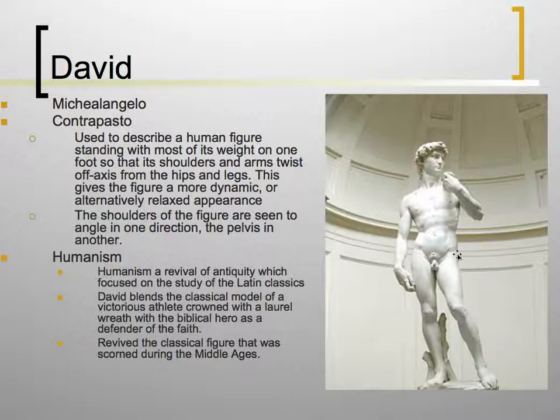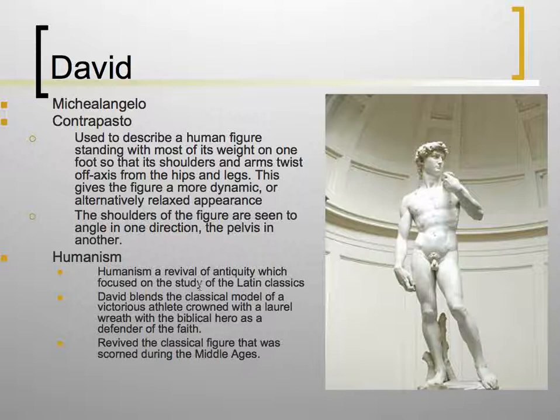Now, how did he get that effect? That is an example of a very famous classical technique from the Romans, where you have the statue leaning on one side. That is an example of humanism. Humanism is a revival of antiquity with a focus on the Latin classics. This is a Latin classic, a very Romanesque sculpture with all the weight on one side.